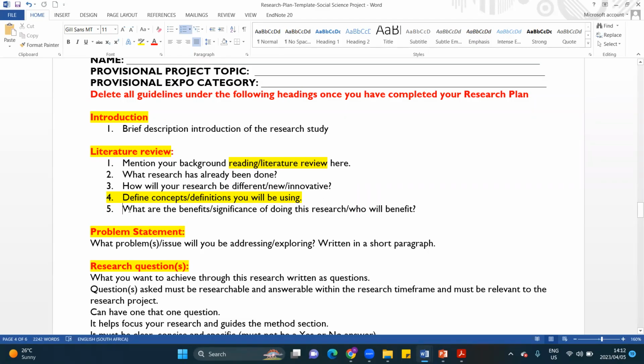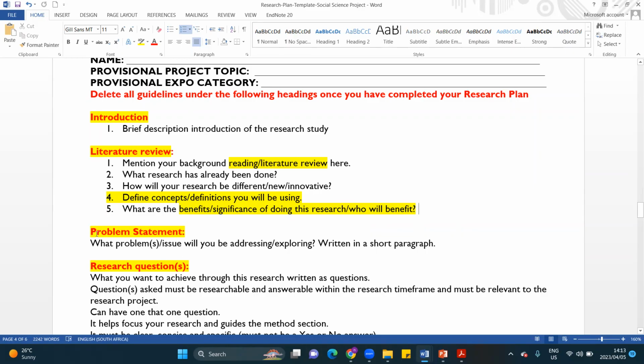And then, of course, what are the benefits? Who is going to benefit from your study? What and who? This is very important, because it might be someone in education, it might be someone in the food industry or someone in government. So it's important that you address your research towards a certain target audience.